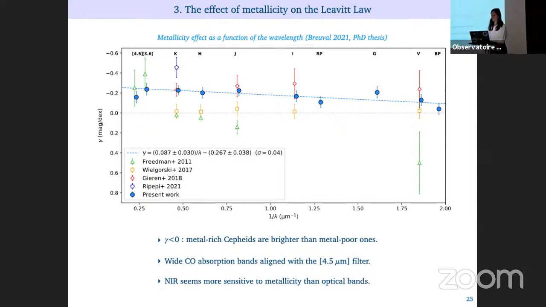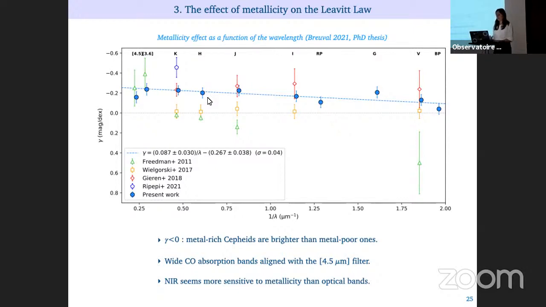Yes, that's a very interesting question. First, the line blanketing effect was suggested by Freedman and Madore to explain the trend of the green points, why it goes to the positive sign. So yes, the flux is absorbed in the optical and re-emitted in the near infrared. Here it seems that this explanation is not sufficient to explain this.